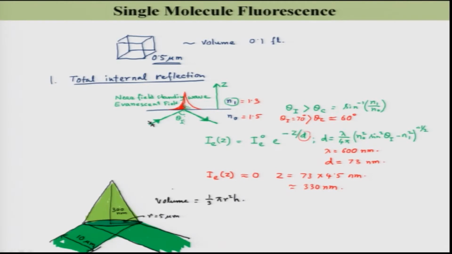So, here is my situation: 600 nanometer light is making such kind of thing. For the 600 nanometer, I have calculated the height to be about 300 nanometer, and with that I want to calculate the volume. If you plug in all these values, you will see that the volume is 7.8 femtoliter. So, just by taking this total internal reflection condition, you can achieve the observation volume of 7.8 femtoliter.